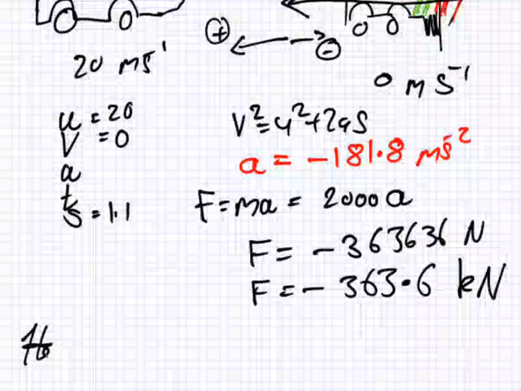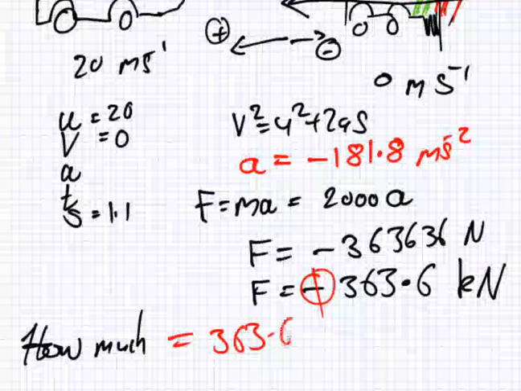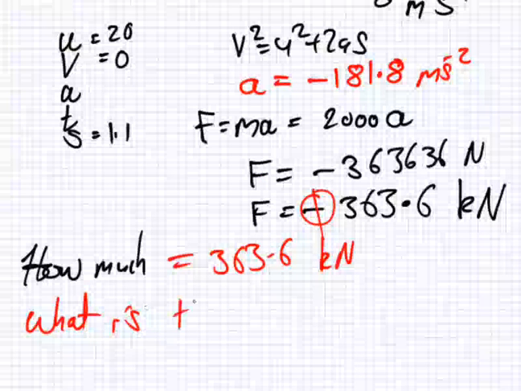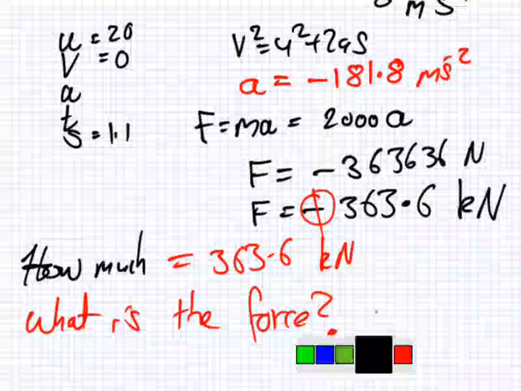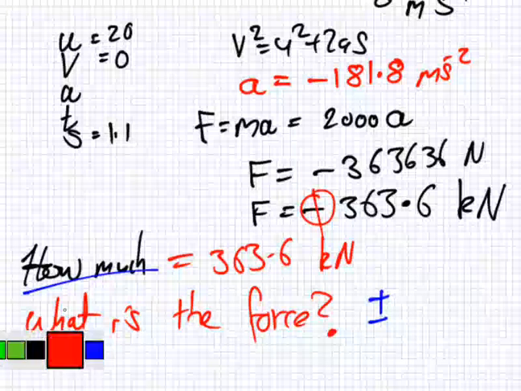So, F equals MA, which equals, what did I say the mass was? 2000, wasn't it? Yeah, 2000. So that's a huge number of minus 363636 newtons. Or if you want, the force is minus 363.6 kilonewtons.